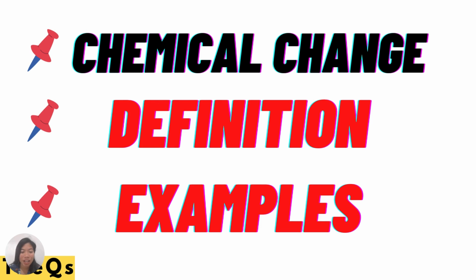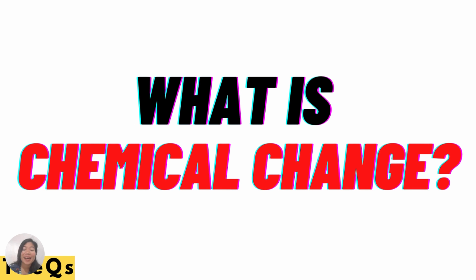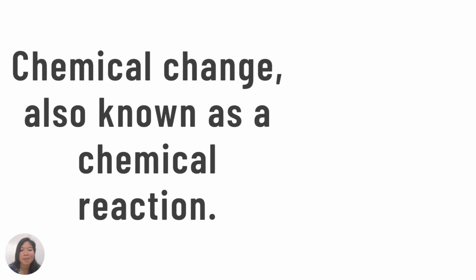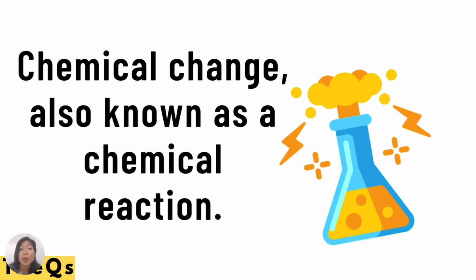Our topic for today is all about chemical change. Let's talk about its definition and examples. What is a chemical change? A chemical change occurs when a substance combines with another to form a new substance. Chemical change is also known as a chemical reaction.